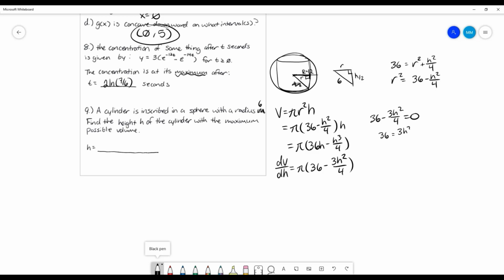36 equals 3h squared over 4. 36 times 4 is 144, so 144 equals 3h squared. So 144 divided by 3 equals h squared. H equals the square root of 144 divided by 3, and that's about 6.928. So let's try our intervals again.